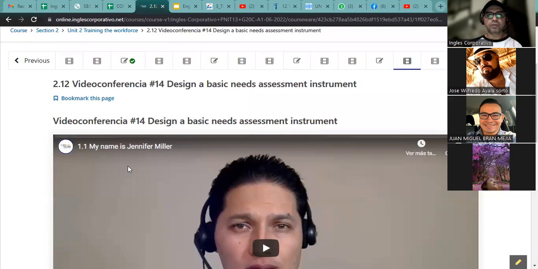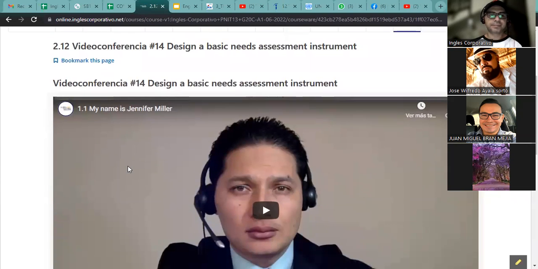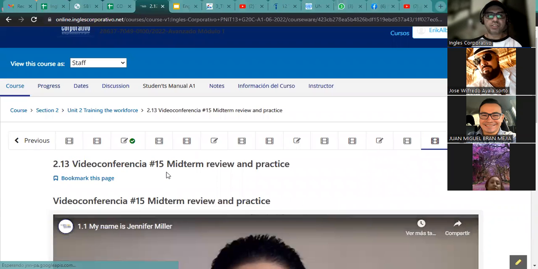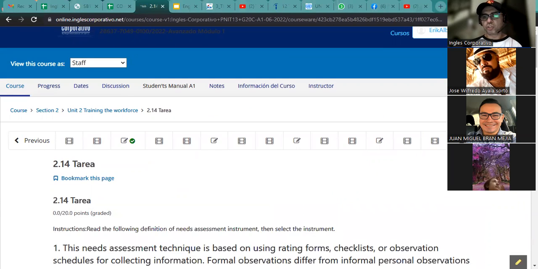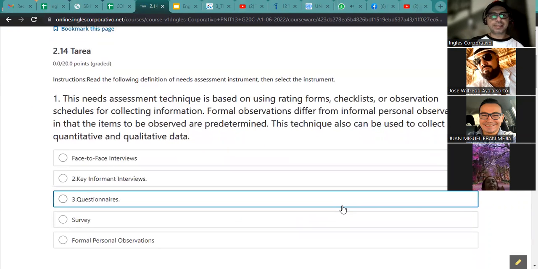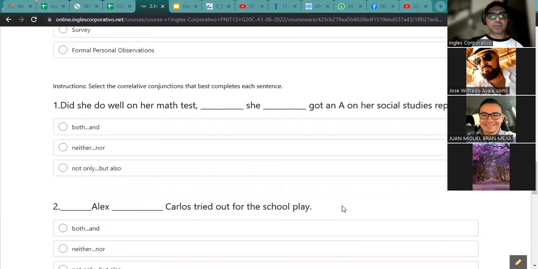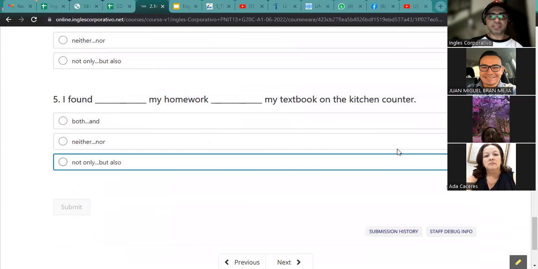So this is the class of today, and that is the question for today. Tomorrow, we should be finishing the midterm test. So we can do today the exercise 2.14. The first part says, read the following definitions of needs assessment instrument, then select the instrument. So we're going to check into that. And on the second part, select the correlative conjunctions that best complete each sentence. So there are also 5 questions.